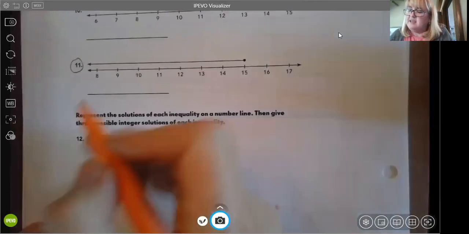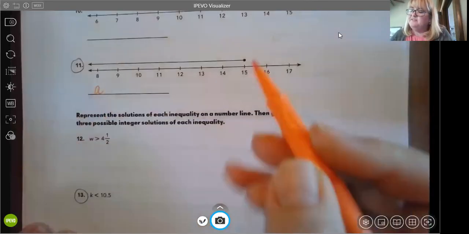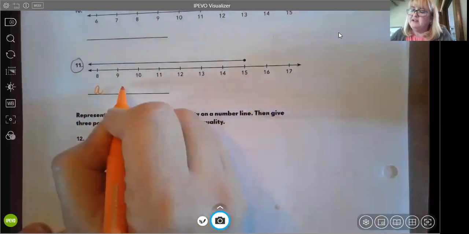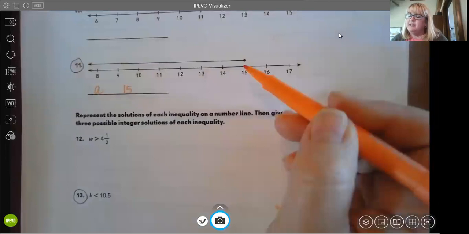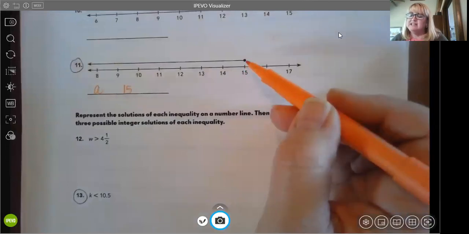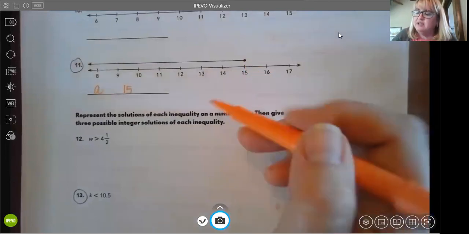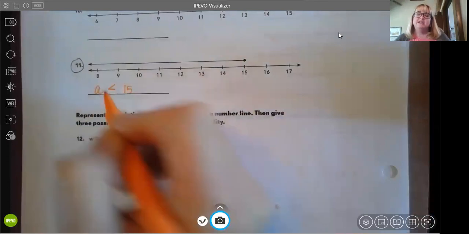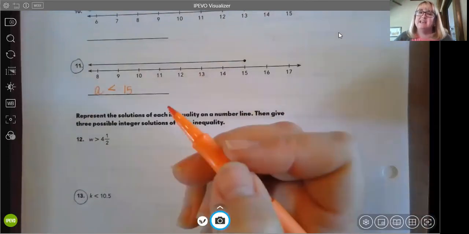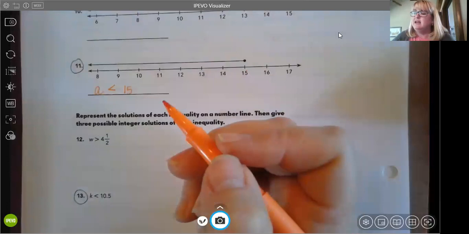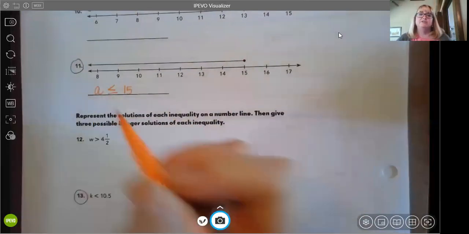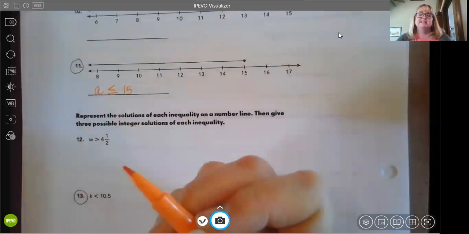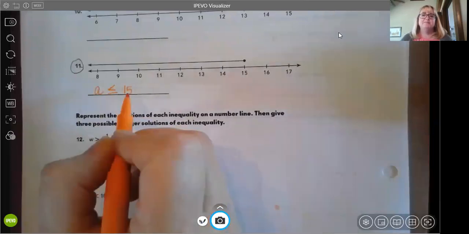So we've got a, and 15 is my target. Now I need to figure out the sign. The arrow is pointing at all the numbers that are less than 15. So I do need the less than. The question is, is it less than or equal to? Because this is filled in, it is less than or equal to. So A is less than or equal to 15.